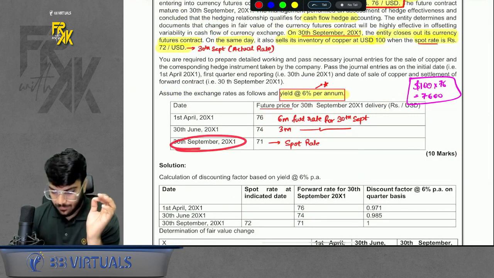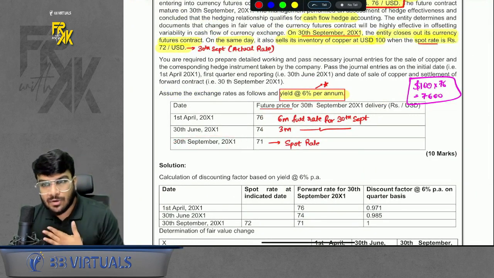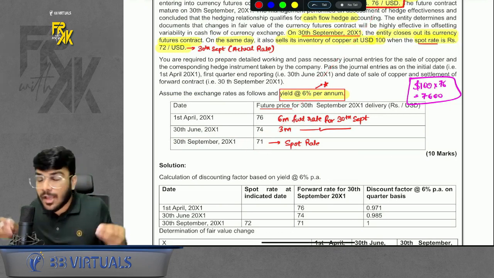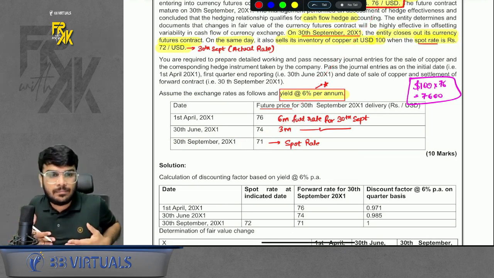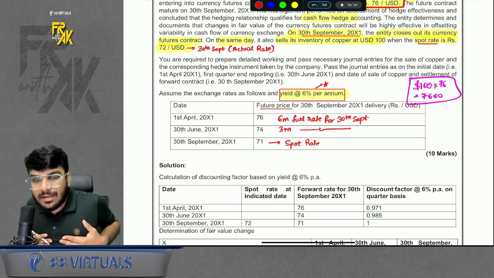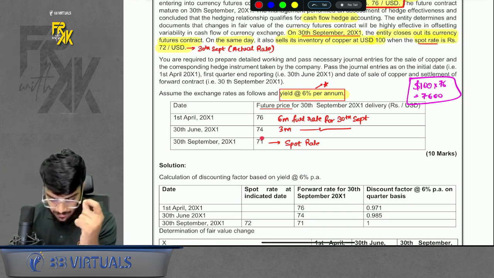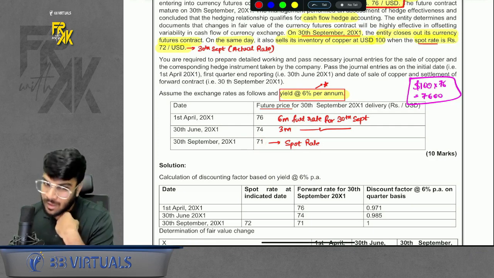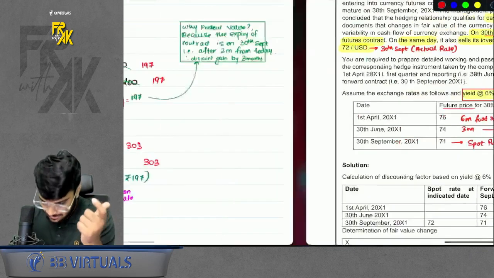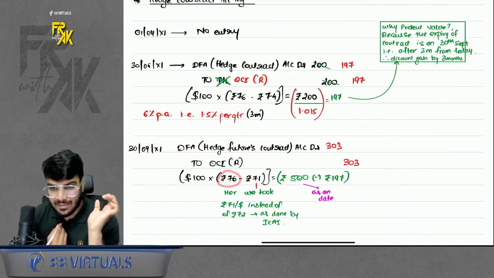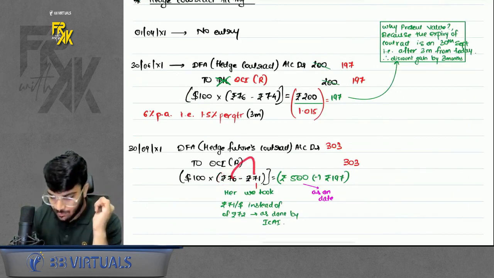Next thing. On 30th September, what happened? We fixed the contract at 76. The rate turned out to be 71. Doesn't matter. We will still sell at 76. So we are going to sell at 76, whereas other participants in the market will only be able to sell at 71. Tell me, favorable for us or unfavorable for us? Still favorable for us, right? So rupees 5 favorable for us because we will sell at 76. Otherwise, the rate in market is only 71.